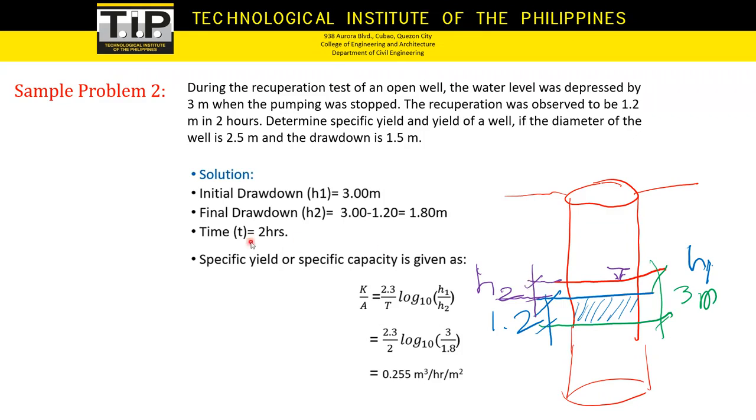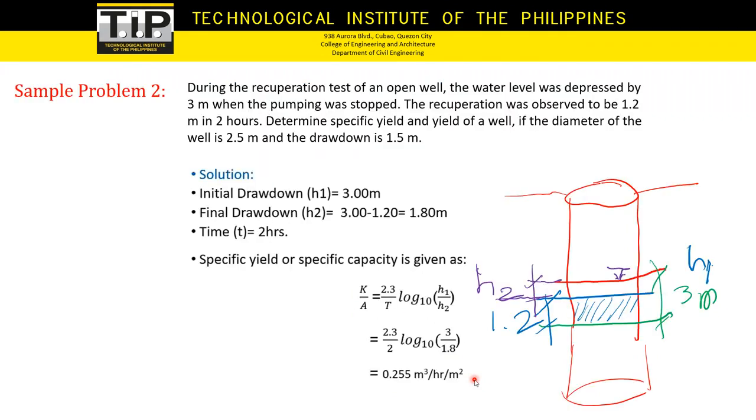The time that it took is 2 hours para tumaas, no? So, formula natin for specific yield is K over A, or we call that specific capacity. So, we just need time, T, the initial drawdown, and the final drawdown. So, 3 is our initial drawdown, 1.8 is our final drawdown. So, we now have the value of K over A, which is 0.255 cubic meter per hour per square meter. So, yan yung units natin for specific yield.